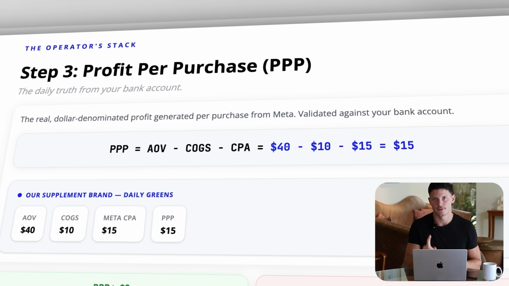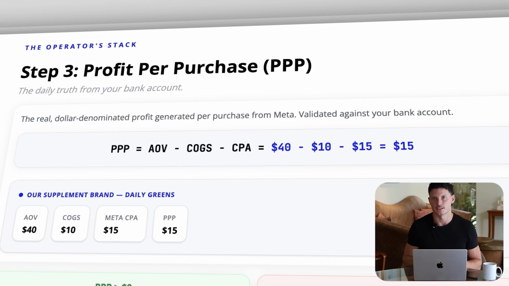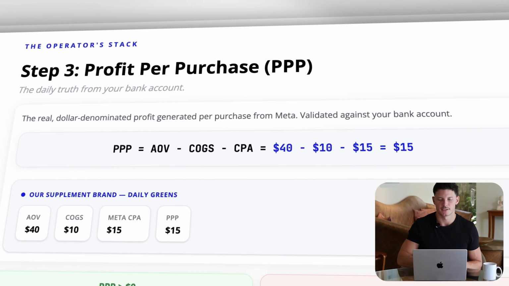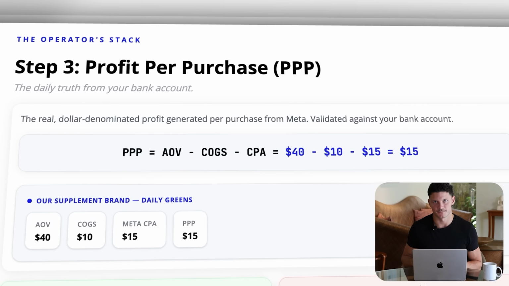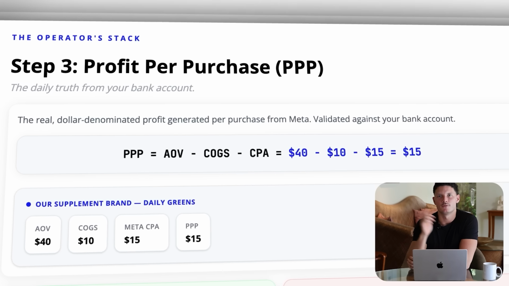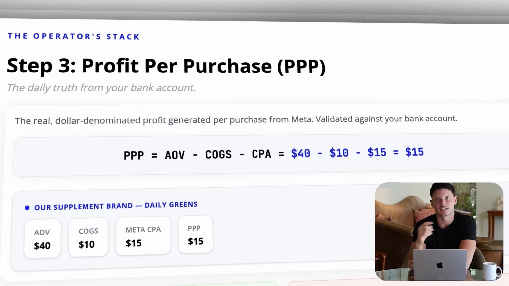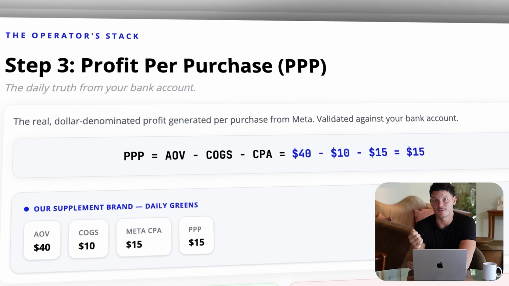So here's the formula. Profit per purchase, or PPP, equals Meta's AOV, minus the blended COGS that you just calculated above, minus the cost per acquisition. So let's run the numbers. Let's say the average order value in Meta is $40. Our blended COGS is $10. Our CPA is $15. So there we have 40 minus 10 minus 15. That equals 15. So that's $15 profit per purchase.